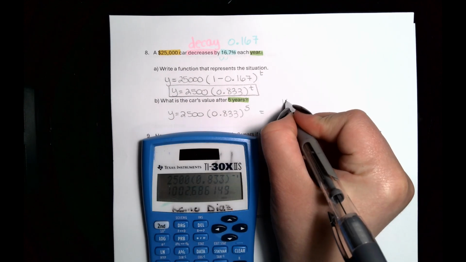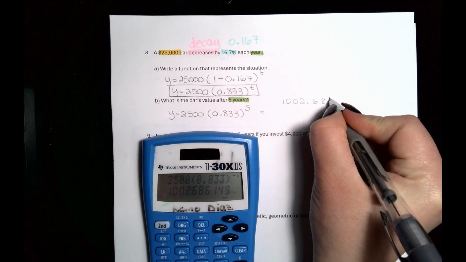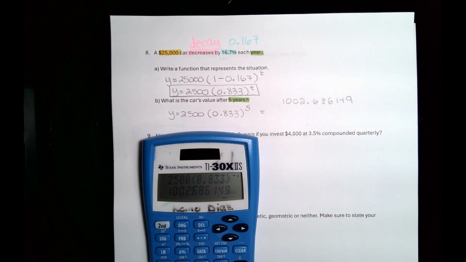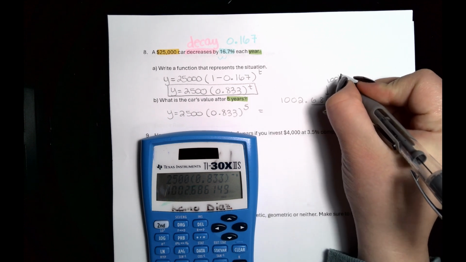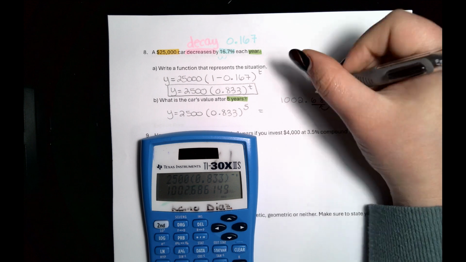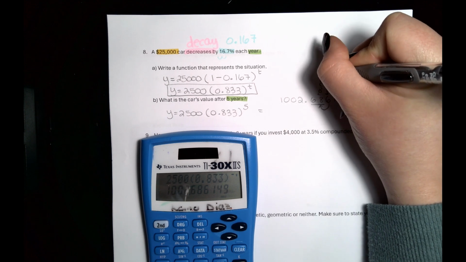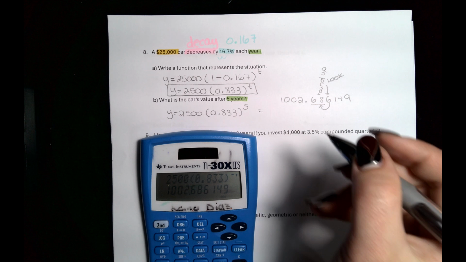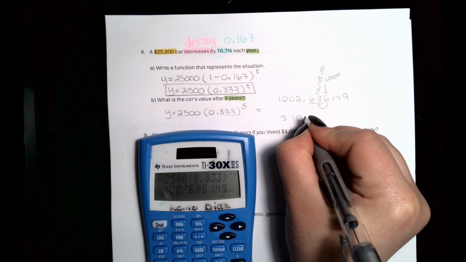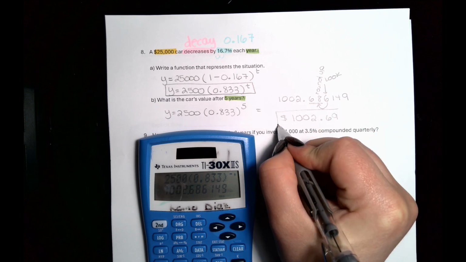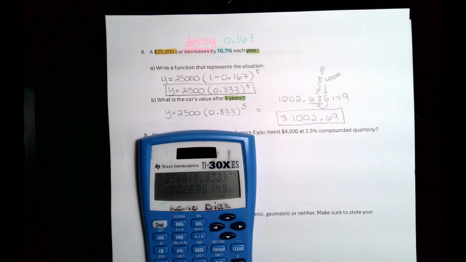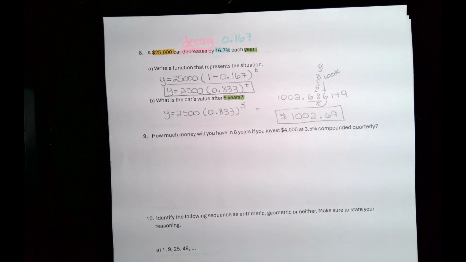So we have 1002.686149. Again, I'm writing all of this out to show you. Since we're talking about money, we're going to take a look at this third number. Since this is a 6, we're going to round this 8 up by adding 1. So we have $1,002.69. Our $25,000 car is now worth $1,000. Scary.